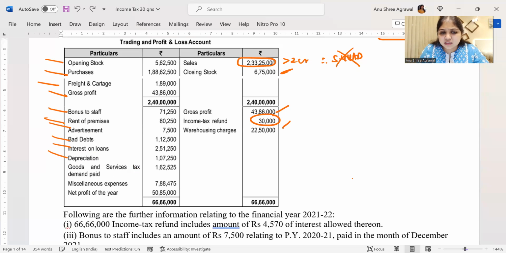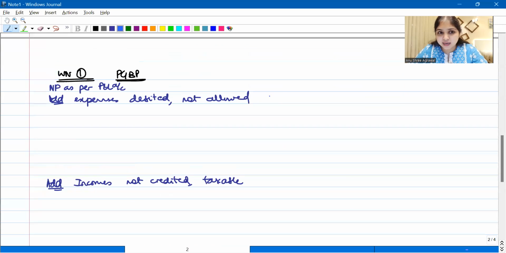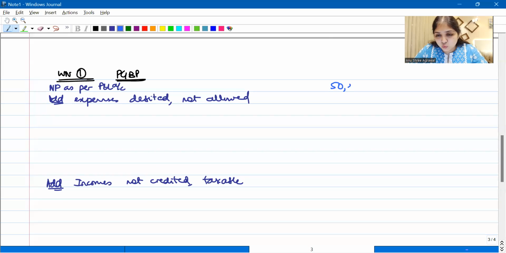Goods and service tax demand paid, GST paid. GST is allowed or disallowed? Should I do anything about GST? No, GST you treat it as a business expense and you allow it. Had it been income tax, you would call it a personal expense and you would disallow. But GST is a business expense, you allow it. Miscellaneous expense, let's assume all business related. Net profit for the year is how much? Net profit is 50,85,000. That I will write over here.